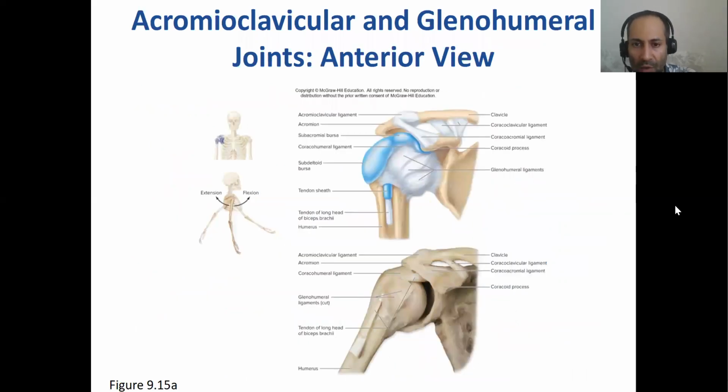So then here you're looking at your shoulder joint again. So the head of the humerus fitting nicely and snugly into the glenoid cavity of the scapula. As you can see, this is a ball and socket joint.